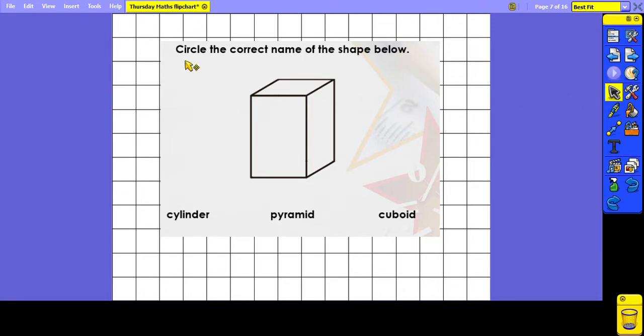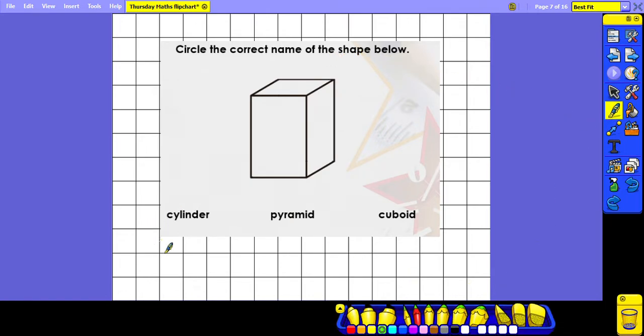Here the question says, circle the correct name of the shape below. And the first word says cylinder. We know it's not a cylinder because a cylinder has a curved face. The second one says pyramid. We know a pyramid comes up to a point, which this shape does not. And the final one says cuboid. We know that it is a cuboid.